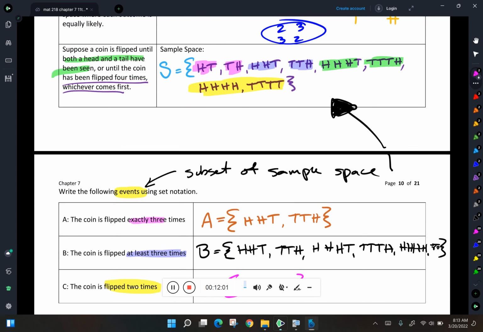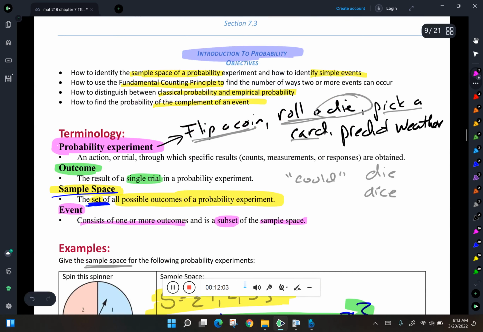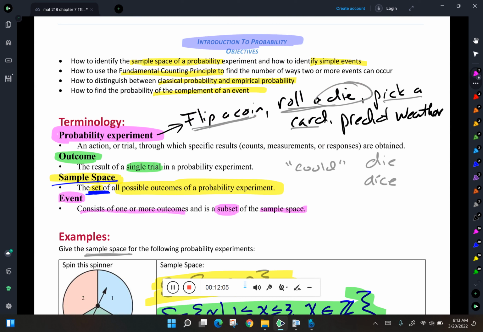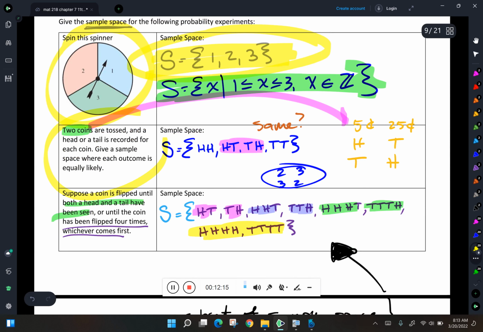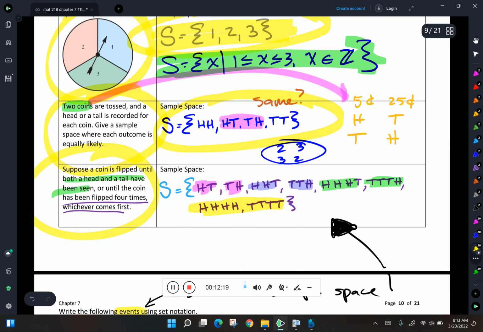All right, so we're working with experiments. We're trying to find the probability of an experiment. When we have an experiment, someone will tell us what the experiment is. We'll set up a sample space.